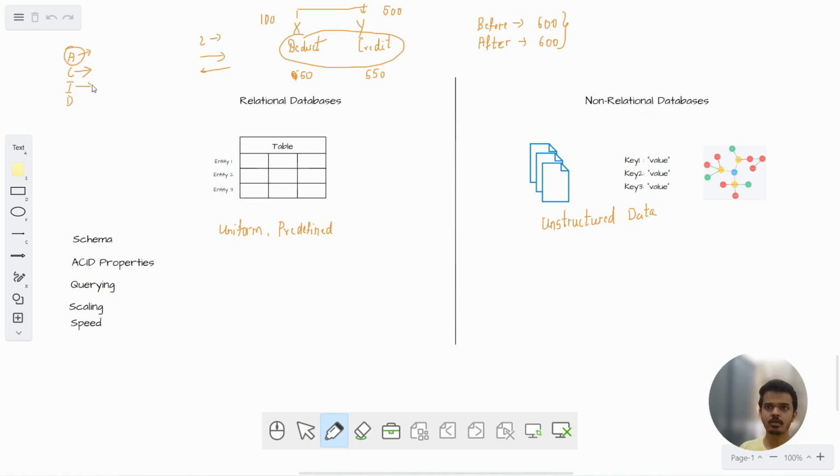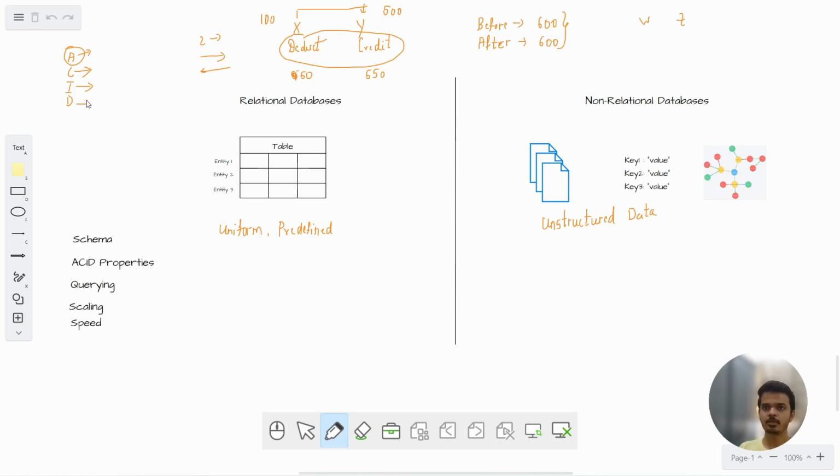There is a third property known as isolation. What is meant by isolation? There are multiple transactions happening with respect to the database, but one transaction should not disturb the occurrence of another transaction. While this transaction was happening, the amount was being debited and credited from account X to account Y. There was some other transaction happening between account W and account Z. So the transaction between X and Y should not disturb or intervene with the transaction between W and Z. This is known as isolation.